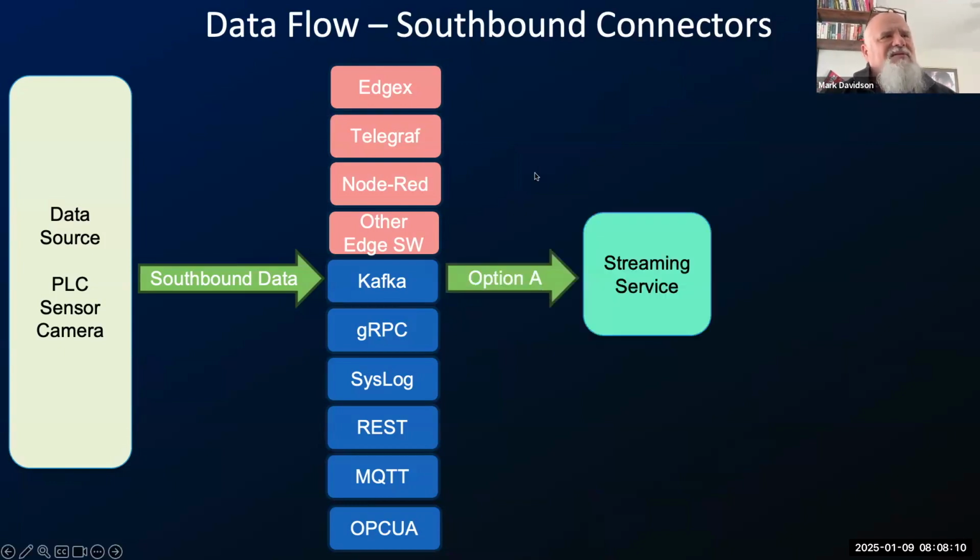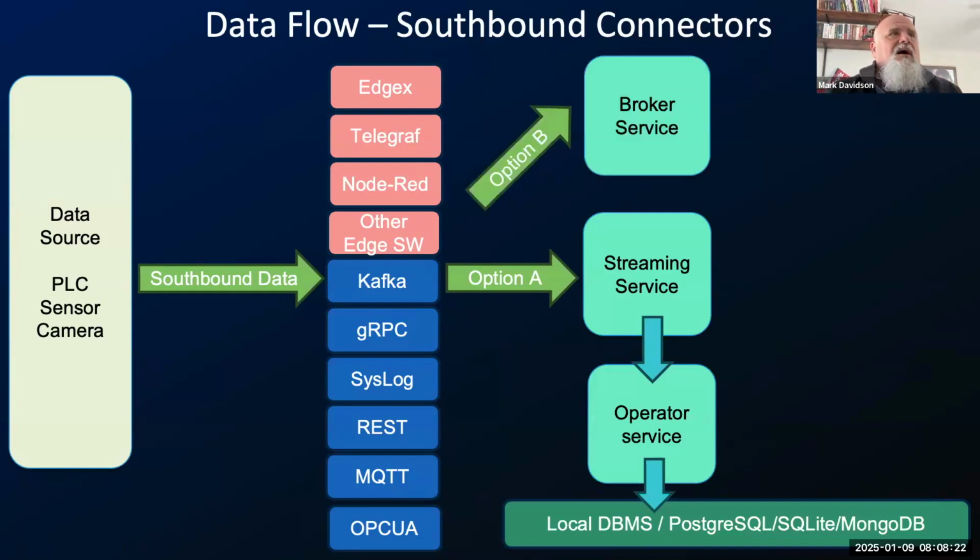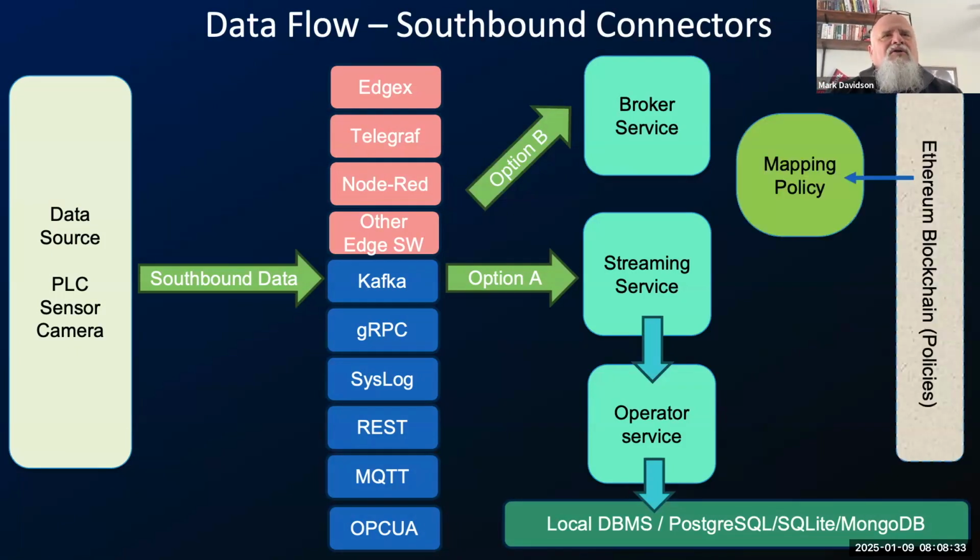So what happens is that data is collected inside of a streaming service that feeds the data into the operator service, which pushes it into the local database. You can also go into the broker service. This is typically done on the MQTT side. And then you also can map that data leveraging policies that are stored into the blockchain.